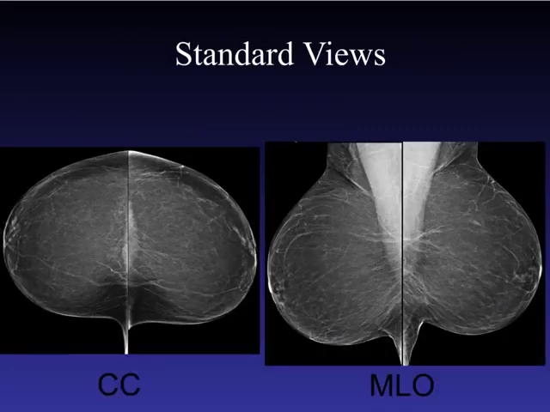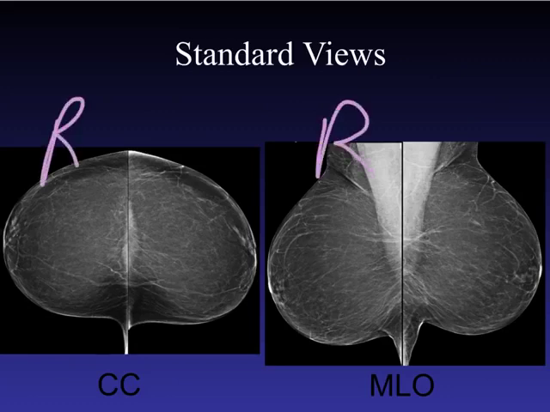There are 4 standard views performed in every mammogram, with 2 views of each breast. This image here and this image here are 2 images of the right breast, and this image here and this image here are 2 views of the left breast. As you can see, rights and lefts are reversed, as is the case with other imaging studies. The name of the image comes from the location and the direction of the X-ray beam.